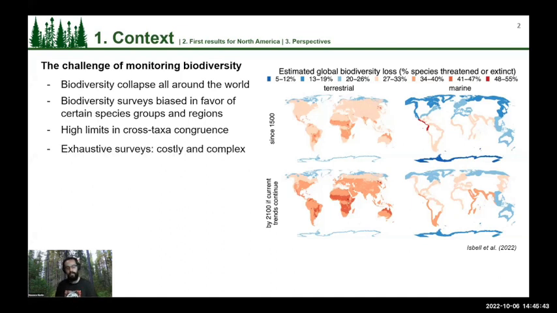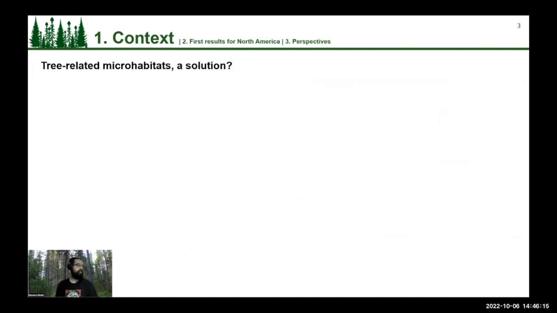And at the same time, doing exhaustive biodiversity surveys is very complicated because if you want to try to monitor all the species, it will be very costly, very challenging, you need a lot of expertise. So often you have to make some choices, and generally for rather popular species. And this is why, for decades, we've been searching for relevant biodiversity indicators, something which is rather easy to implement but which can also give indices about the presence of a wide diversity of taxa. And this is where maybe tree-related microhabitats can be a solution.